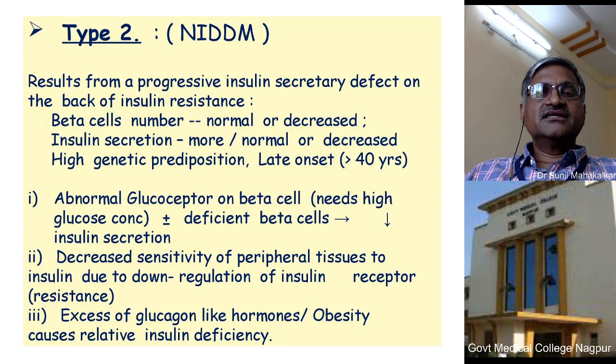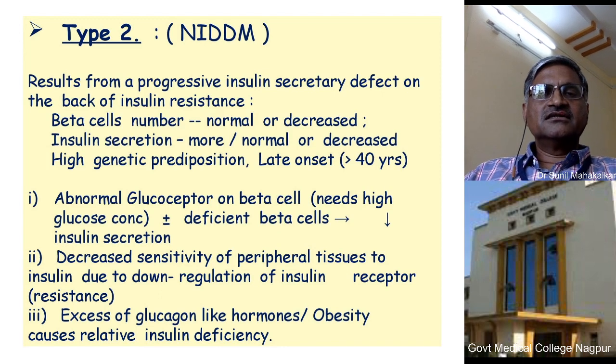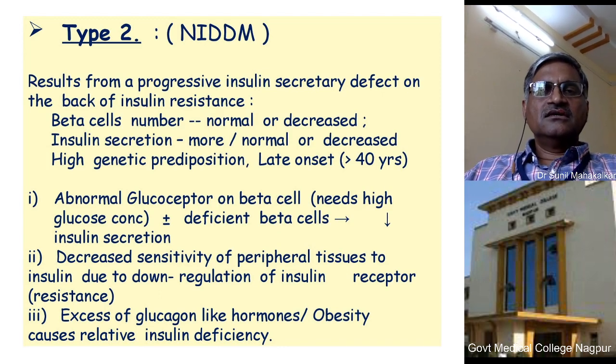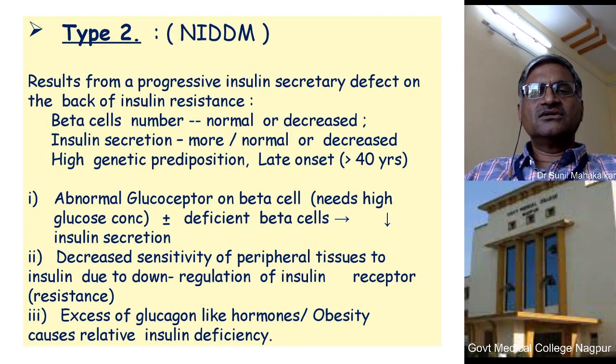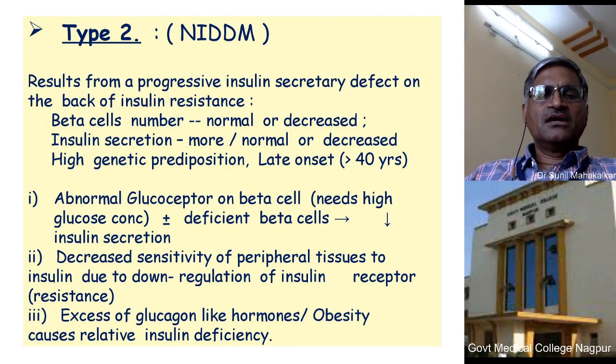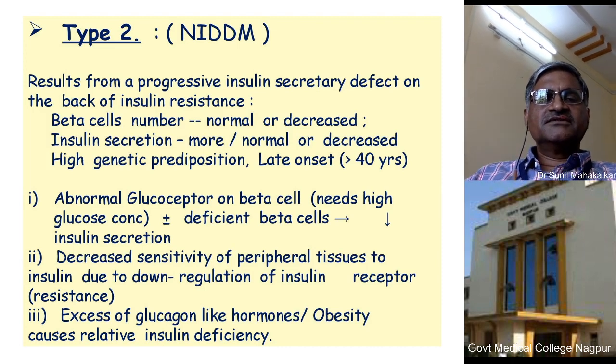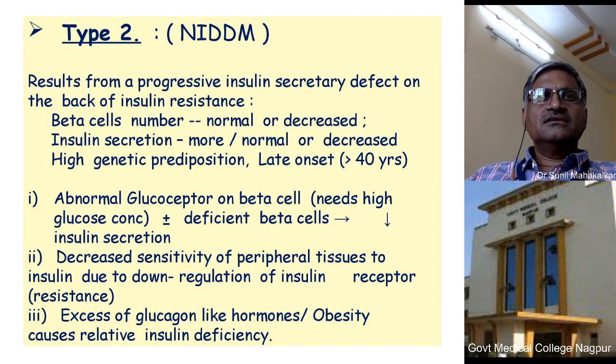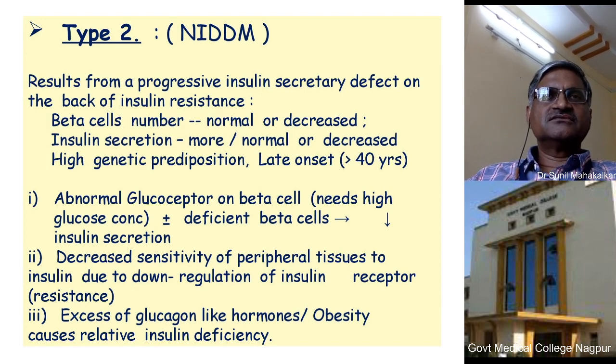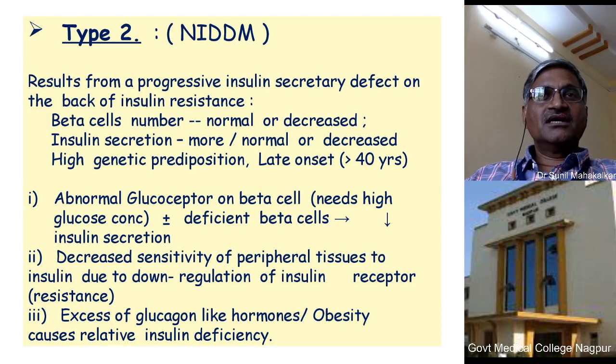And there is a high genetic predisposition. If the parents are diabetic, then there are chances that the progeny would also be diabetic. And the second thing is that this is a late onset diabetes. Its onset is usually after 40 years. Now in this diabetes, there are abnormal glucose receptors on the beta cells. The receptors on the beta cells which sense the glucose are abnormal, so they require a higher concentration of glucose to get stimulated.